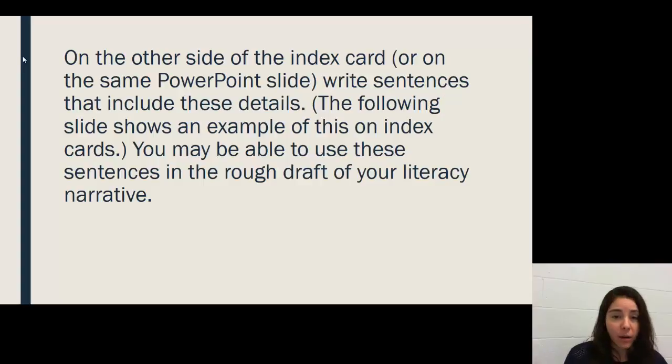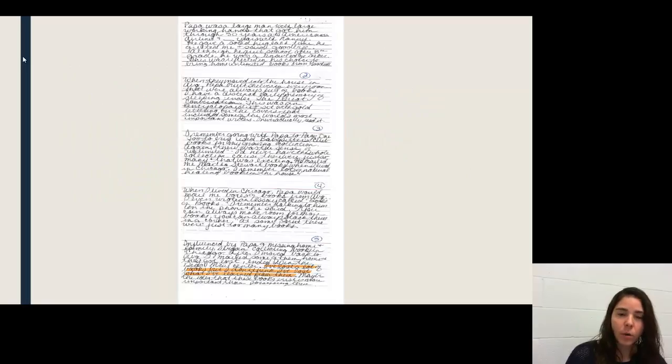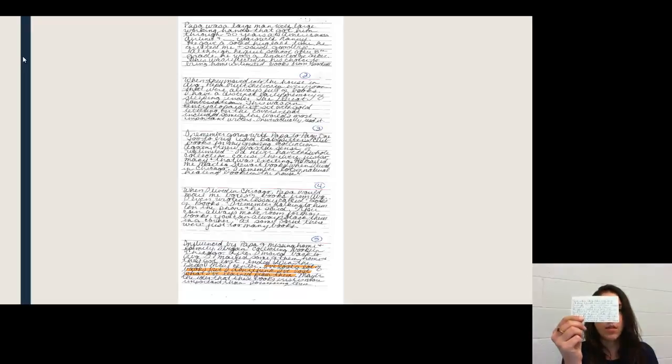And then on the back of the cards, you're going to write sentences that include those details. So for each of these 5 cards, I've taken some of the details that I had listed on the front of the card, and then I wrote a bunch of sentences on the back of the card that include those details. And the idea here is hopefully the sentences you're writing and the material you're generating could be used in the rough draft of your essay, because that's what we're working towards, is a rough draft. So this is sort of a step to help you get started creating some content.